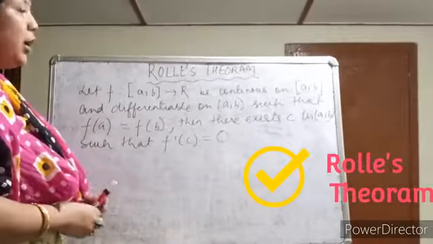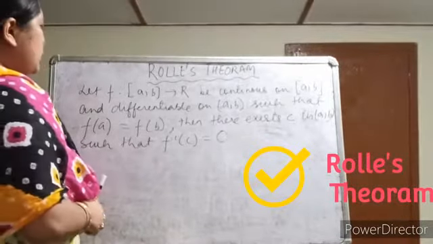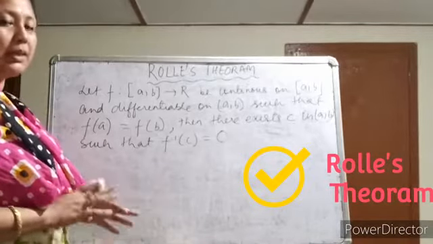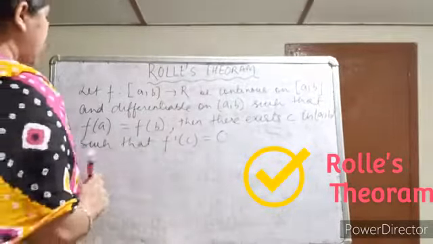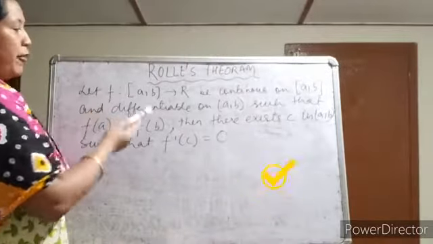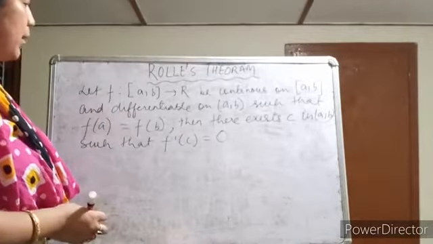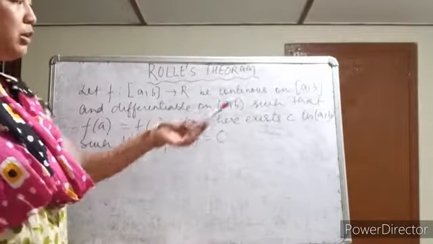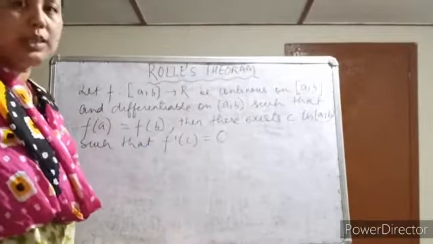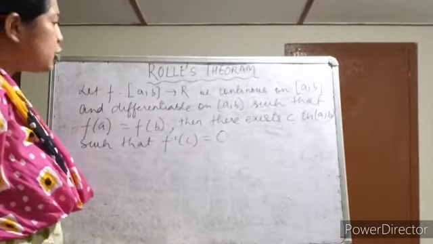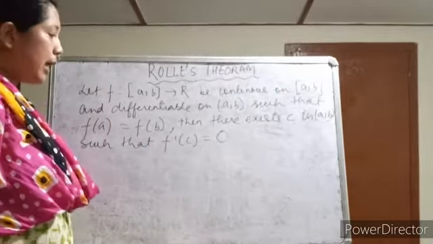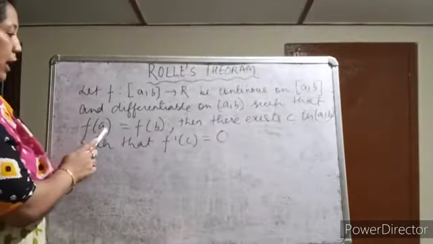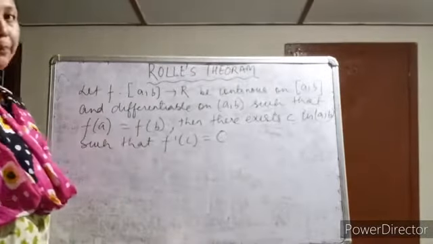Next theorem is your Rolle's theorem. Okay. So don't get confused between Rolle's and mean value. It is nearly the same, but there is some difference which you are going to learn now. So here let f be a function on the closed interval a comma b, which belongs to the real numbers R, which is a continuous function on the given interval, that is the closed interval a comma b, and differentiable on the open interval a and b, such that f of a is equal to f of b.